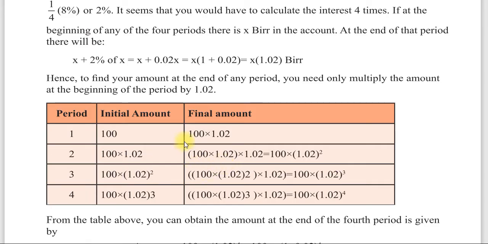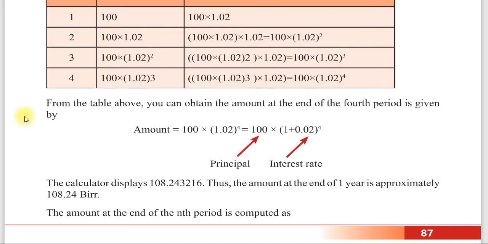We keep doing that, earning interest on interest until the fourth quarter ends. If it is paid 4 times a year, we repeat this 4 full times. So from the table, you can obtain that the amount at the end of the fourth period is given by amount which is equal to 100 times 1.02 to the power of 4, which is equal to 100 times (1 plus 0.02) to the power of 4.